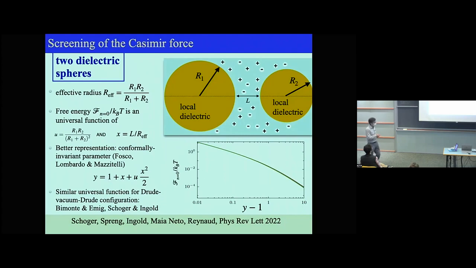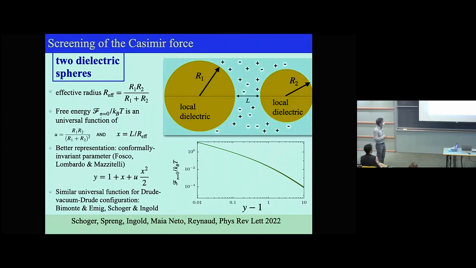So this is similar but not identical to the universal function that we find for Drude vacuum Drude, right? For the zero frequency contribution, or for the long distance limit, or in other words, for the high temperature limit. So it's another way of mentioning this. The two functions, the one we have been discussing here and the one for the Drude vacuum Drude, share some common features, but they are not the same. They are numerically very different.